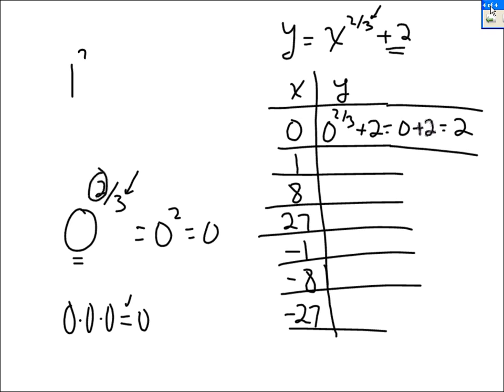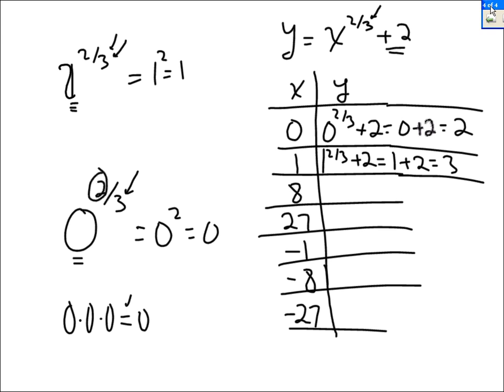1 to the 2/3. What do you multiply by itself 3 times to get 1? 1. 1 times 1 times 1 is 1. And then you square the 1 and you get 1. So 1 to the 2/3 plus 2 is 1 plus 2, it's 3. If I have an 8 here instead, what times itself 3 times gives me 8? The answer is 2. And then square the 2. That gives you 4. So you get 4 plus 2 is 6.